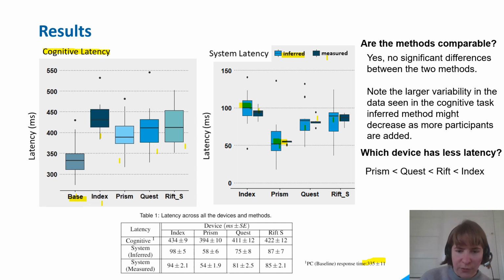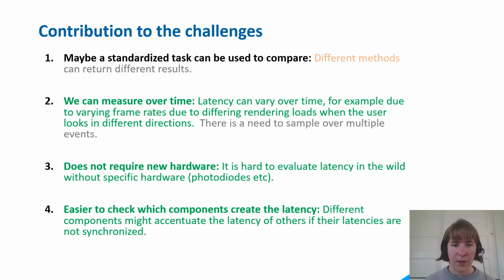Those are the results, which I think are also interesting in terms of knowing which devices are the best performers. I think this new method of cognitive latency contributes to the general challenges of measuring latency. First of all, there could be a standardized task that we could find that will help compare the different methods up to now and how they compare to this cognitive task. Maybe attaching the sensor to the pendulum and then showing whatever the sensor shows in VR, and that's the trigger for the motor task, or maybe something else.